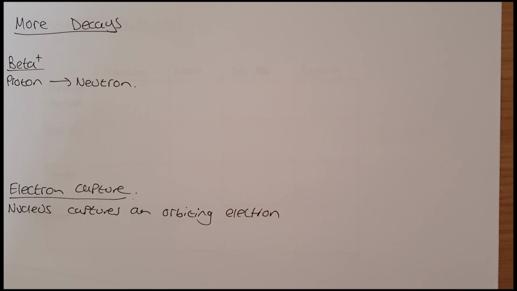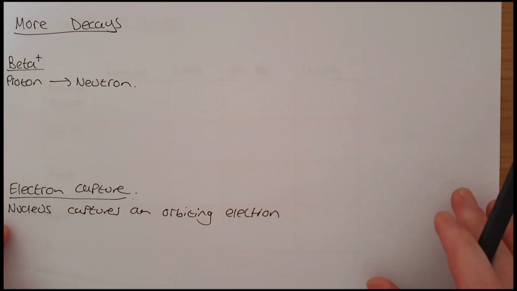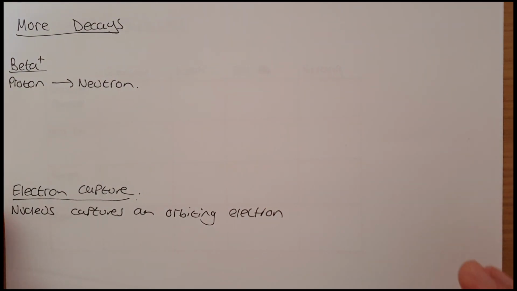Welcome to lesson 4 of AQA A-level physics, particles and radiation. Today we're going to focus on alternative decay mechanisms, Feynman diagrams and exchange particles. So let's get started. The first thing I'm going to look at today is some more decay mechanisms.